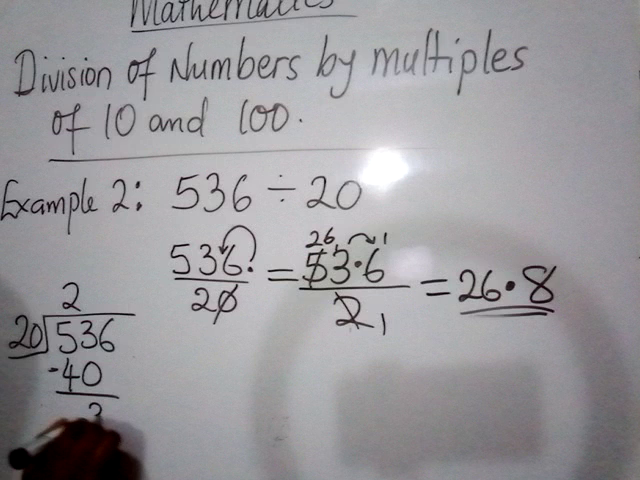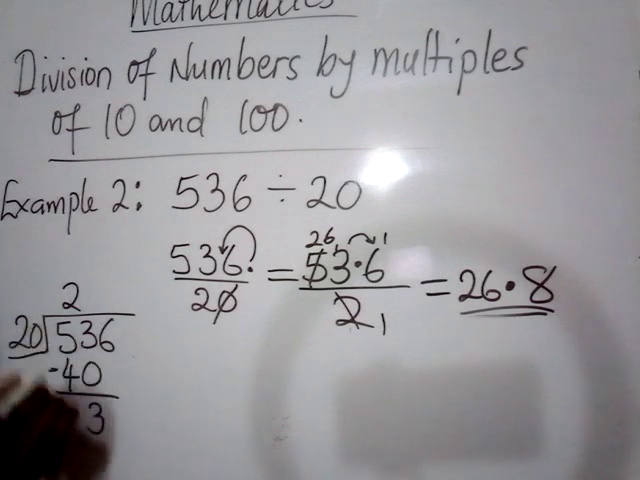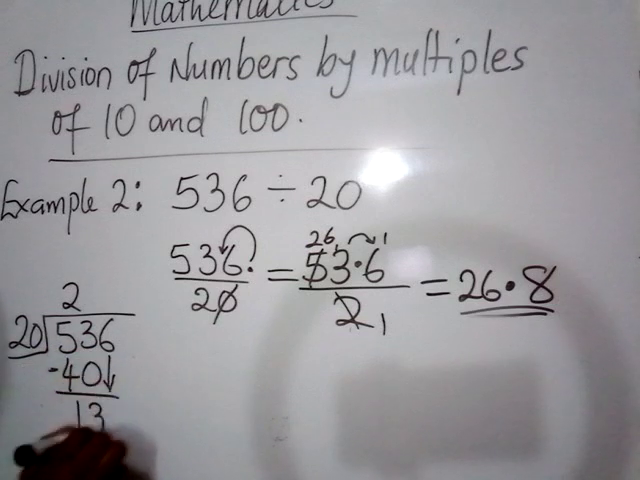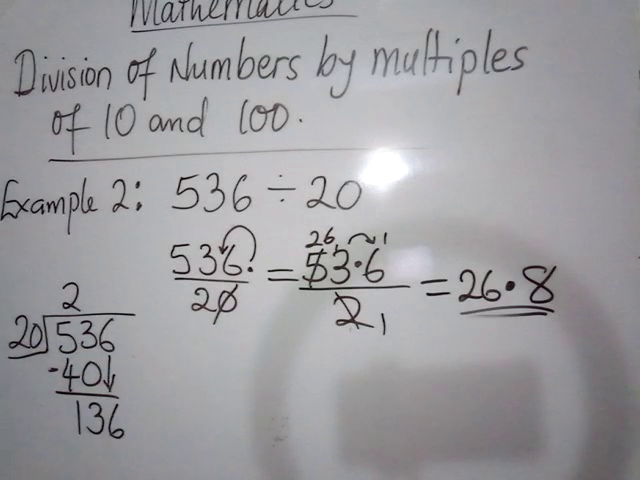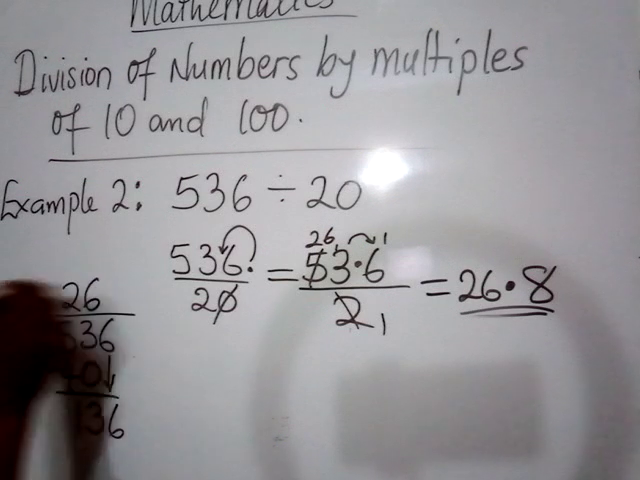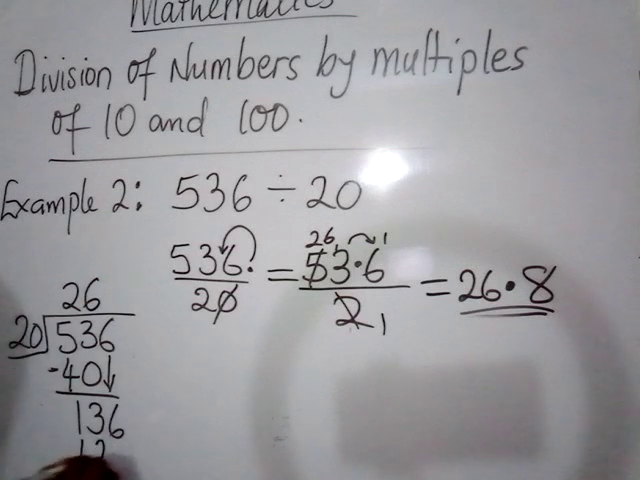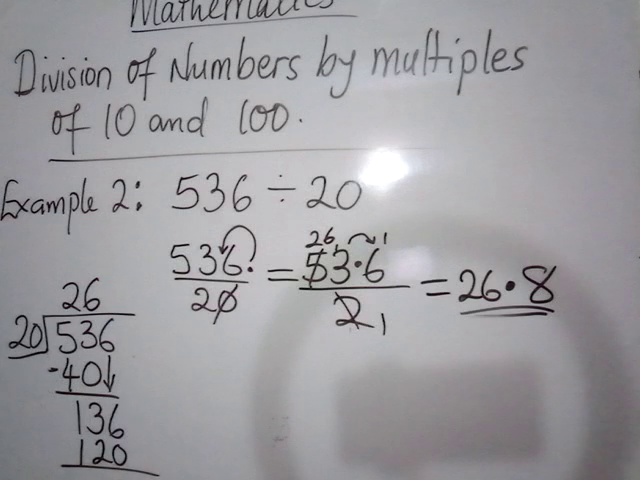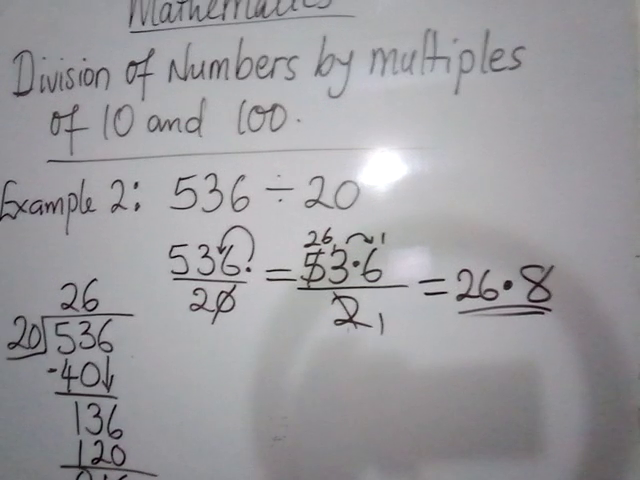So we have 3. 3 minus 0 is 3. 5 minus 4 is 1. So we bring down our 6. We have a new number, which is 136. So how many 20s can we get from 136? We can get 6 20s. 6 times 20 is 120. So if you subtract, you have 16, and 3 minus 2 is 1, and this is 0. So we have a new number, which is 16.